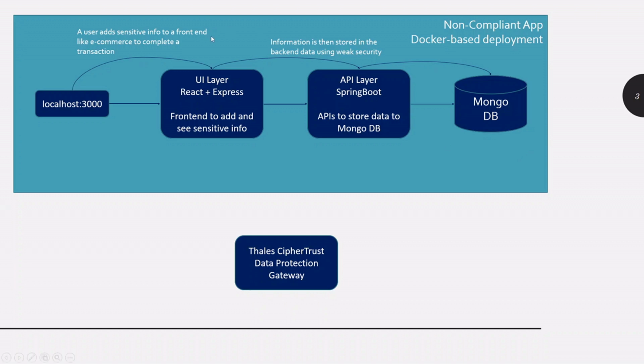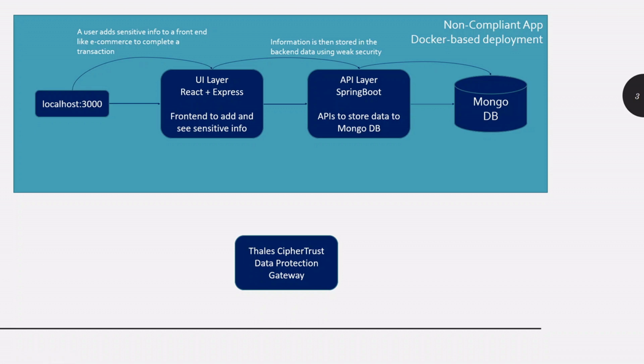So far, what we have done is we have created a couple of applications. One is for the UI and one is for API. And with MongoDB in place, we have launched all these three applications in Docker containers. Now we are going to add the fourth Docker container for CipherTrust Data Protection Gateway. And by the way, you can do all these things in Kubernetes or Docker Swarm as well.